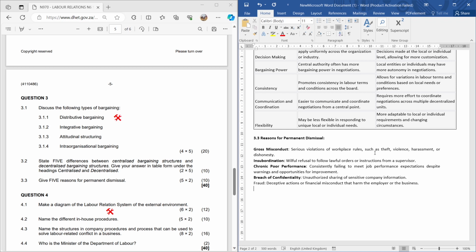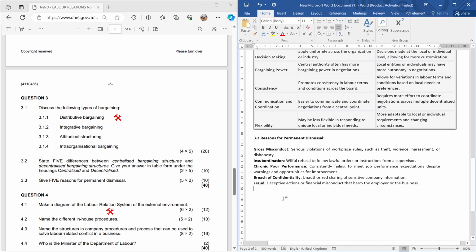And then we have the next reason, which is breach of confidentiality, right? So basically breach of confidentiality means unauthorized sharing of sensitive company information. If maybe you signed an NDA, a non-disclosure agreement, to not share certain information, and you go ahead and share that information you are prohibited from sharing, it is considered a breach of confidentiality, and it is a very good reason why you would be permanently dismissed, right? Or it's a valid reason for you to be permanently dismissed, right? Because this is something that is frowned upon.